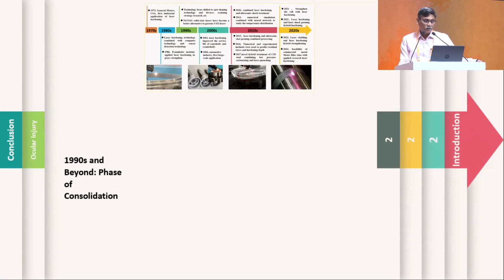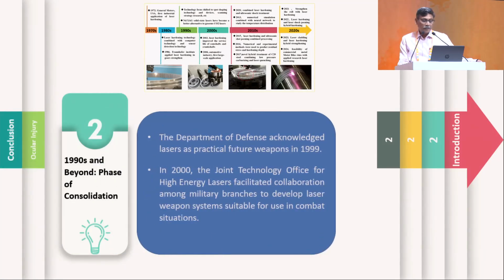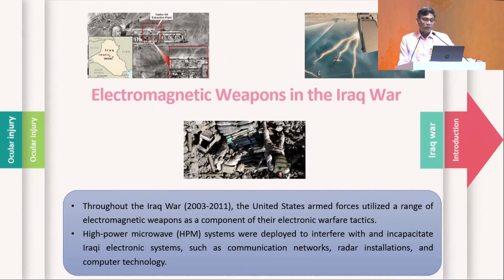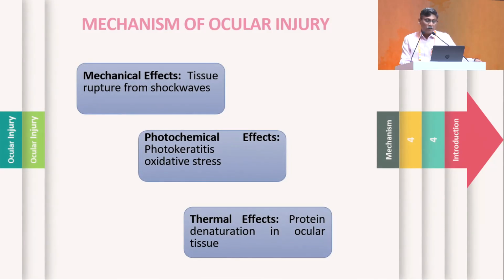And in the phase of consolidation, the Department of Defense, the US, had acknowledged them as practical future weapons in 1999. And in 2000, the Joint Technology Office for High Energy Lasers facilitated collaboration among military branches to develop these weapon systems. And these in the Iraq war were used to disrupt communication networks, radar installations, and computer technology.